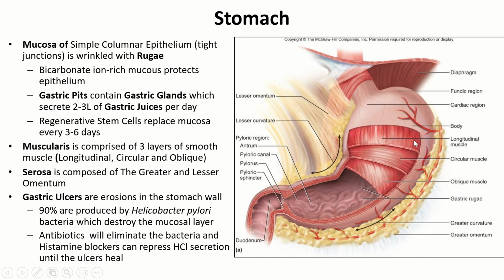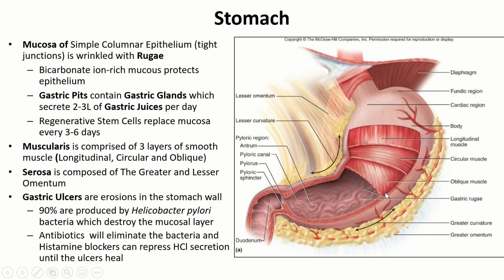One other thing you'll start to see here is there are 3 layers of smooth muscle rather than 2. And this is because of all the different angles of contraction you need to see with the stomach. So you have the longitudinal and the circular layers, but in addition to that, you have the oblique layers.